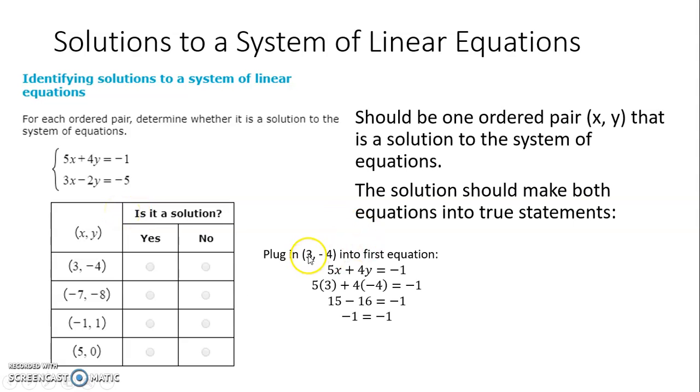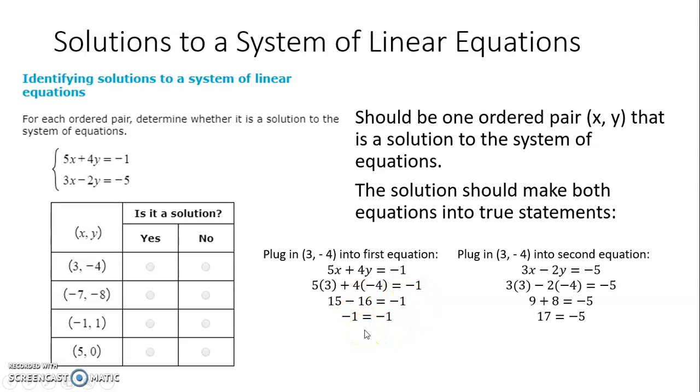So if we plug this first point into the first equation, I'm going to plug 3 in for x and -4 in for y. And then I'll just do the arithmetic. So 5 times 3 is 15. 5 times -4 equals -16. That equals -1. On this side, 15 minus 16 is -1, equals -1. Well, that is a true statement, which means that we're on our way. This might be a solution.